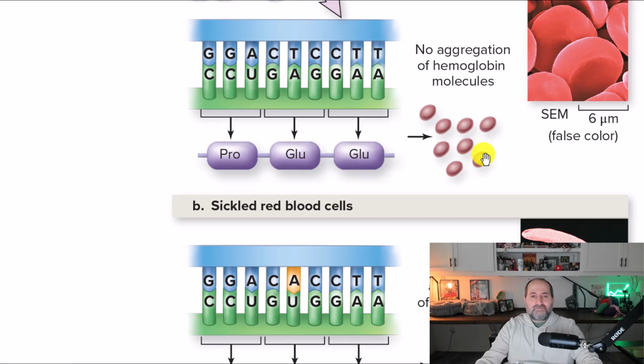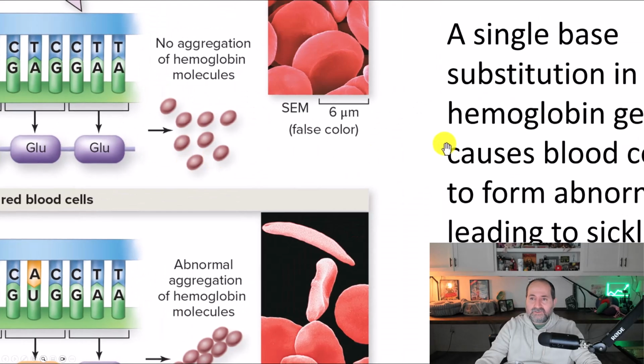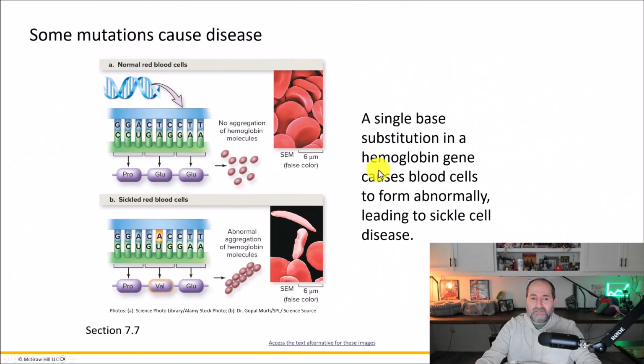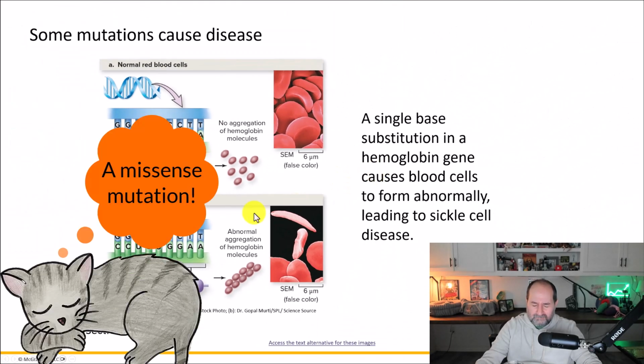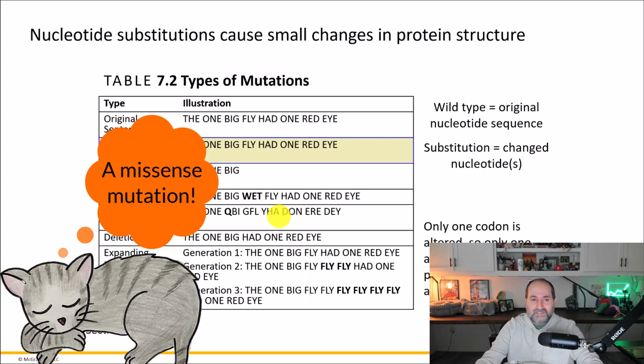So let's see if you can beat Wicket. If you get it right, what type of mutation? Point mutation is true, but what type of point mutation was this? Do you recall? It was a missense mutation. That's right. And do you recall what a missense mutation is?